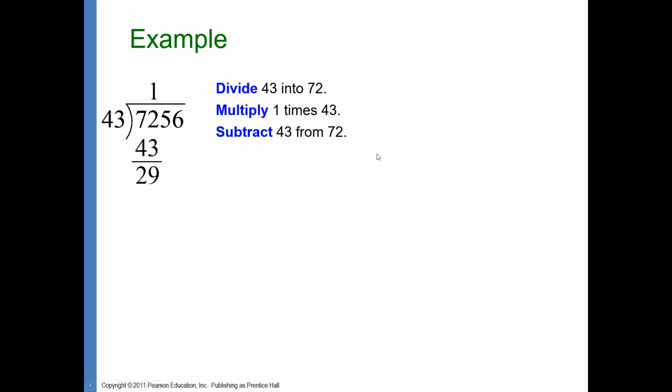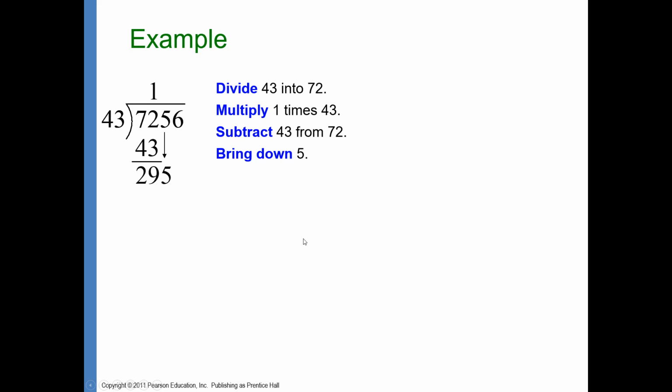Bring down the 5. You could optionally bring down the 5, or you could just bring down the whole number. It doesn't matter. Either one, right? Let's just bring down the 5. And now what?